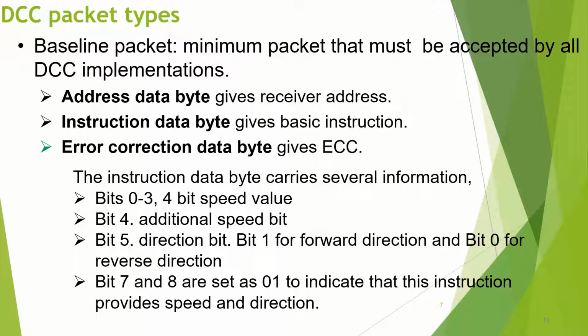The instruction data byte carries several pieces of information. Bits 0 to 3 provide a 4-bit speed value. Bit 4 is an additional speed bit. Bit 5 is a direction bit, so logical 1 is for the forward direction and 0 for the reverse direction. Bits 7 and 8 are set as 0, 1 to indicate that this instruction provides speed and direction.